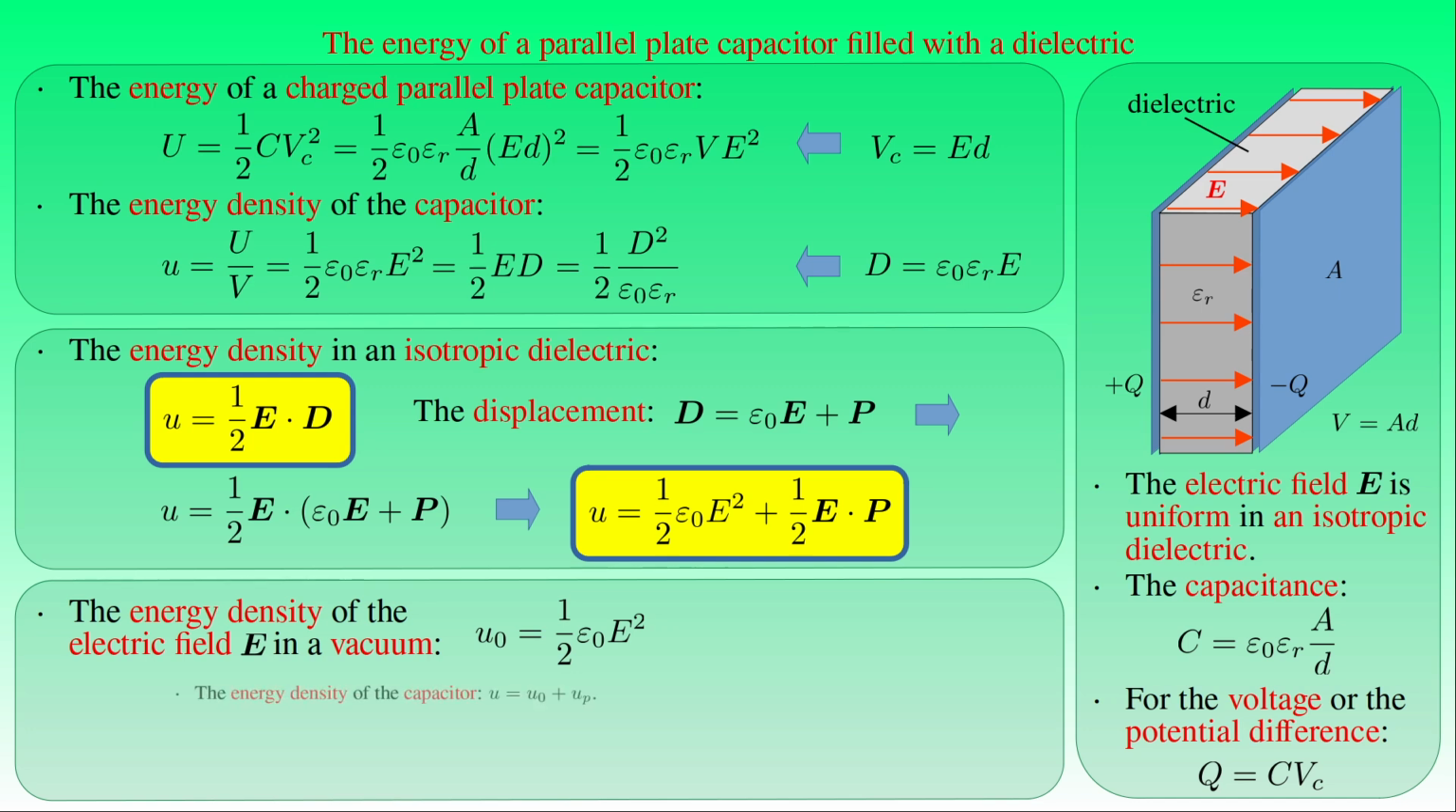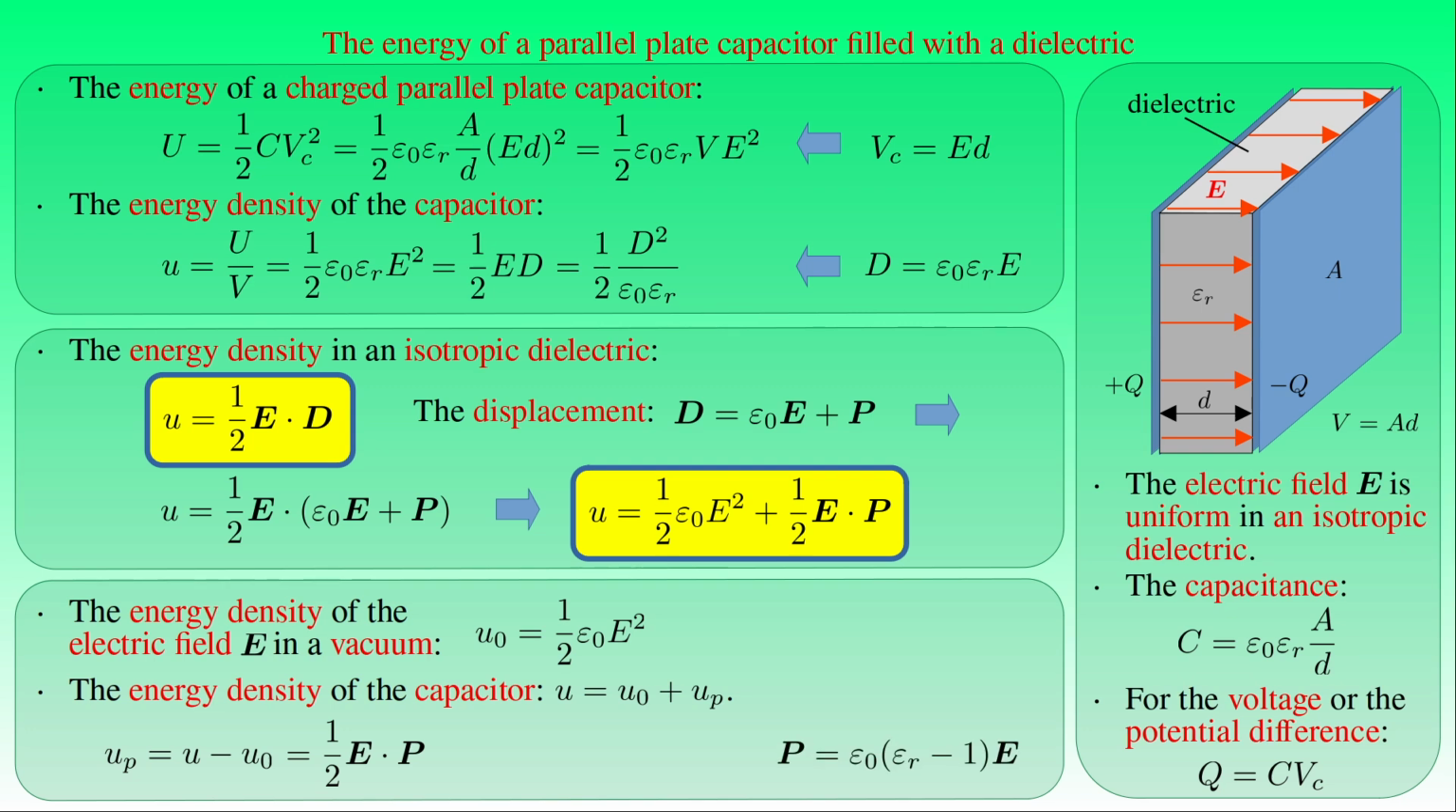Then the energy density U of the capacitor can be written as the sum of the energy density U naught and another term UP related to the polarization of the medium between the charged plates of the capacitor. Indeed, the energy density UP, that is the difference between the energy density U of the capacitor and the energy density U naught, is given by 1/2 times the dot product of the electric field strength E and the polarization P. For a linear and isotropic medium the polarization vector P is equal to epsilon naught times epsilon R minus 1 times the electric field strength E.